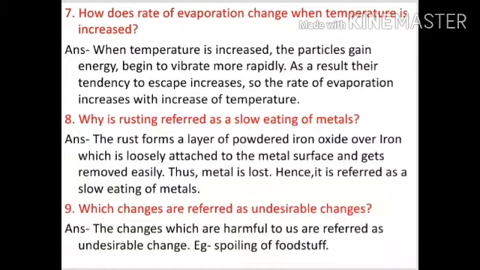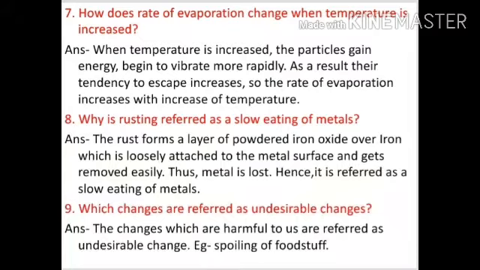Question number 8, why is rusting referred to as a slow eating of metals? The answer is, the rust forms a layer of powdered iron oxide over iron, which is loosely attached to the metal surface and gets removed easily. Thus, metal is lost. Hence, it is referred to as a slow eating of metal.